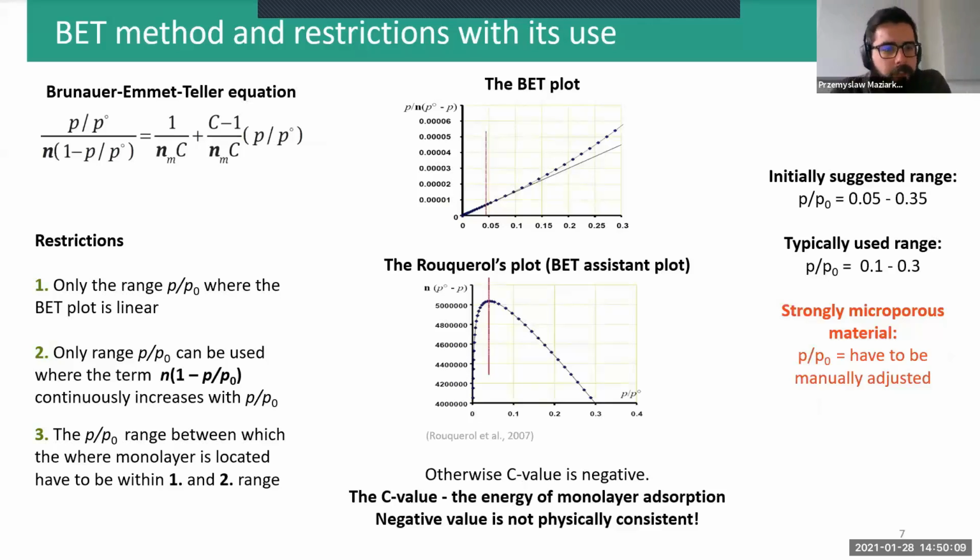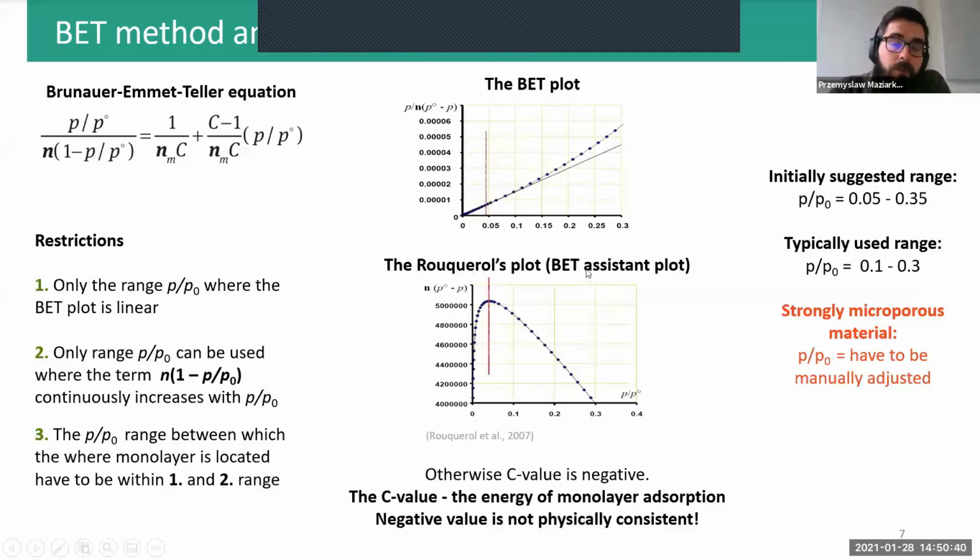So there are three main restrictions with its use. The P/P0 range used for the calculation of the specific surface area with the BET method should be linear on the BET plot. At the bottom there is P/P0. So when we put these two quantities on the plot, we can only use the place where the plot is linear.